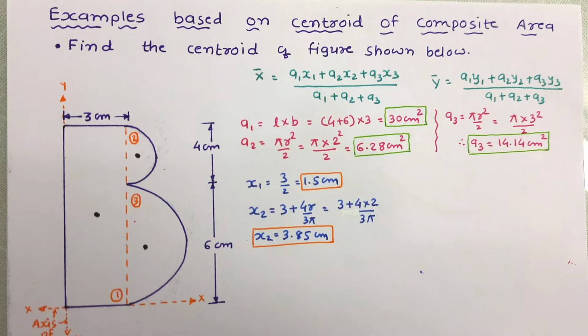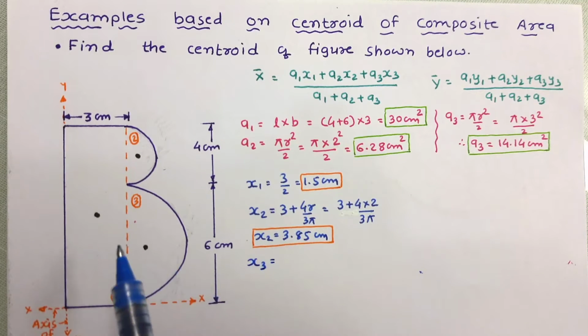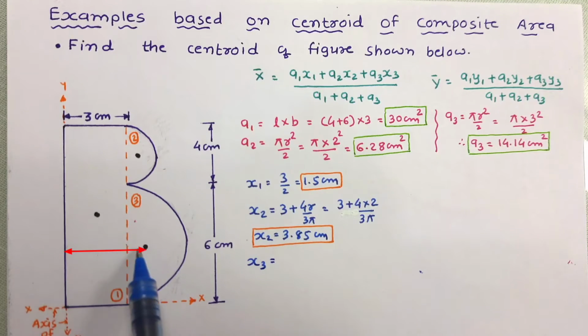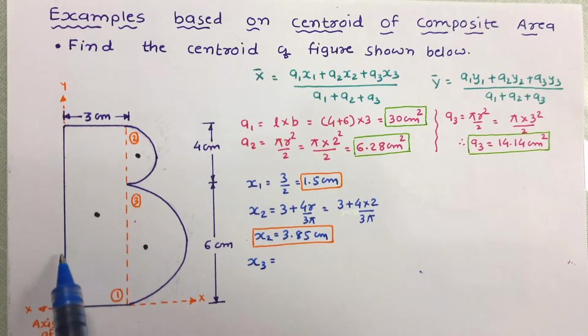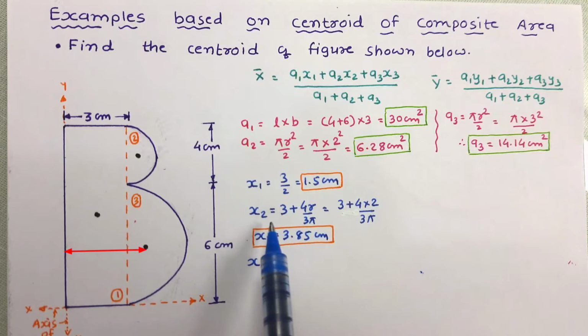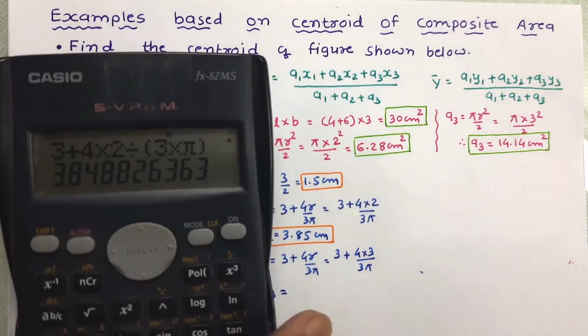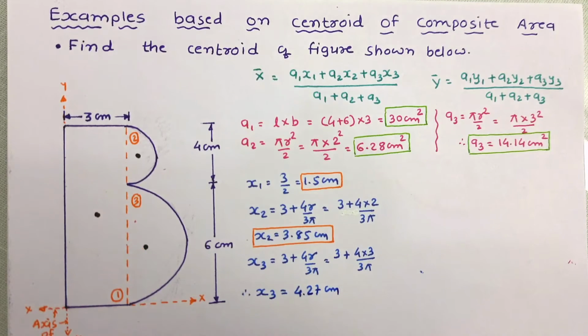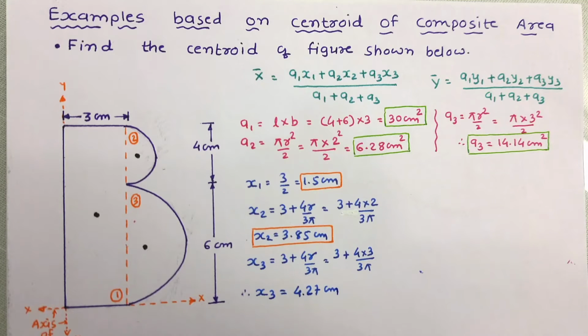Now let us work out x3. x3, that is the centroidal distance of the third figure along the x-axis. So that is this much distance. Now we use the same equation that we have used in x2. So x3 has been worked out as 4.27 centimeters.